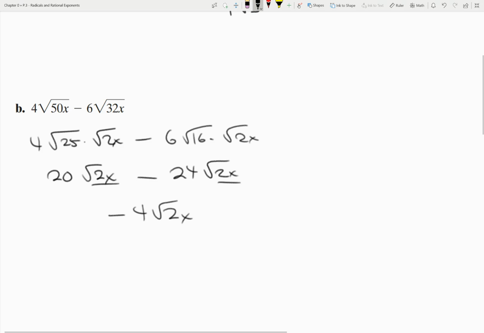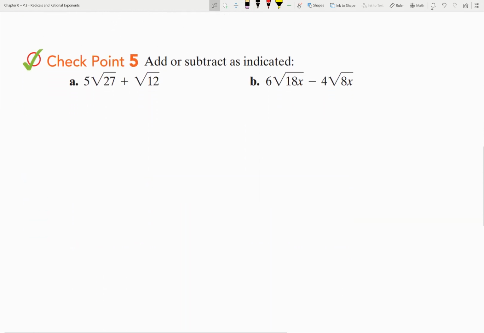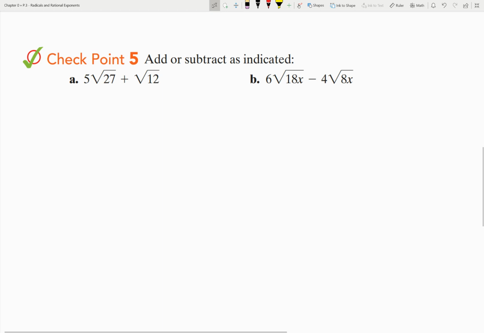Let's try 2 more, okay? Our checkpoint problems, okay? So the square root of 27 simplifies into 9 times 3. So this would be 5 times 3 radical 3 to give me 15 radical 3 plus the square root of 12, which we just did from above, is a 2 radical 3, which gives me 17 radical 3.